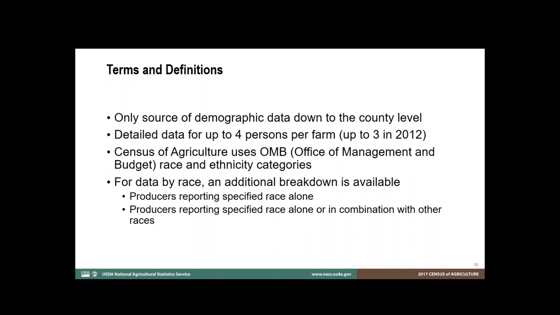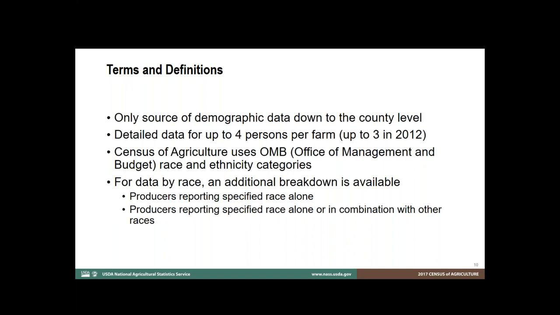And then we publish the data in two different ways. We publish for producers who select American Indian and Alaska Native, regardless of whether they reported another race. And then we also publish data using a different method where we report producers by race. For example, if they reported American Indian or Alaska Native, regardless of whether they also reported an additional race.